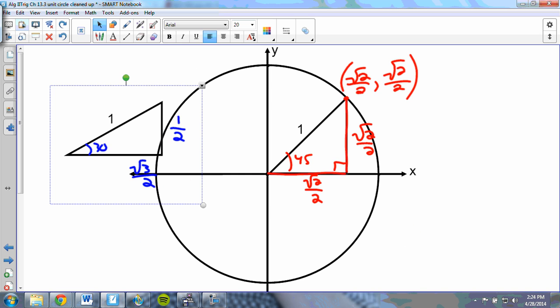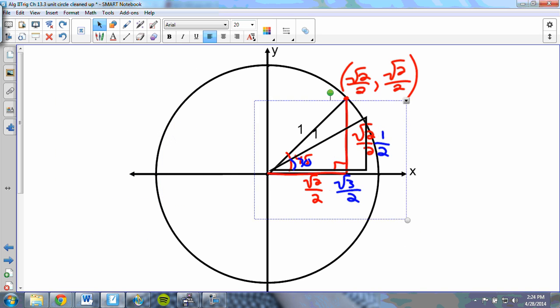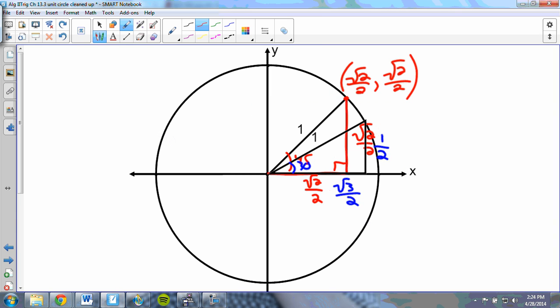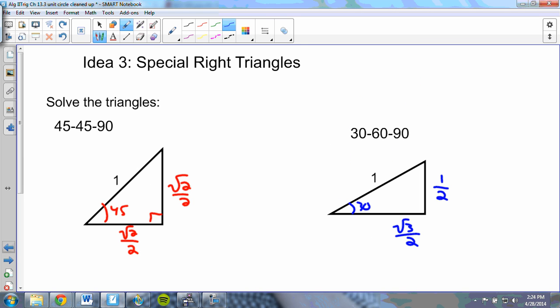And we'll paste it. Now I have a new triangle with a new coordinate, and this coordinate is at root 3 over 2, comma 1/2. This point right here is root 3 over 2, comma 1/2. I can do the same thing one more time, and instead of using a 30-60, I can use a 60-30.